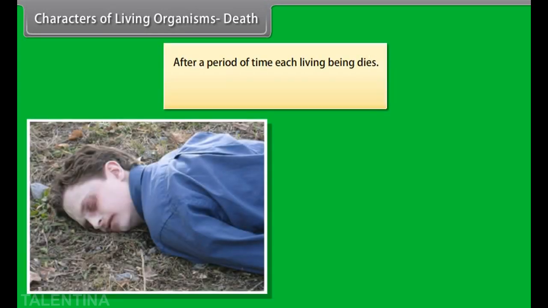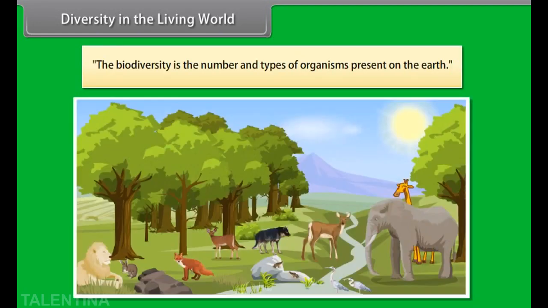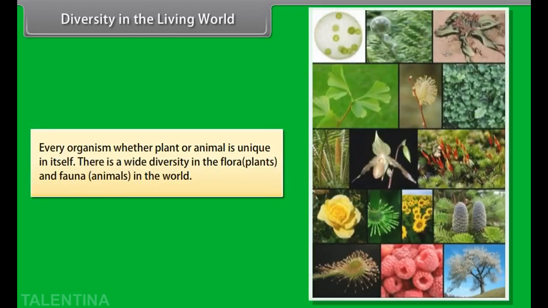Characters of living organisms: Death. After a period of time, each living being dies. Death occurs naturally due to wear and tear. Diversity in the living world. The biodiversity is the number and types of organisms present on the earth. Every organism, whether plant or animal, is unique in itself.